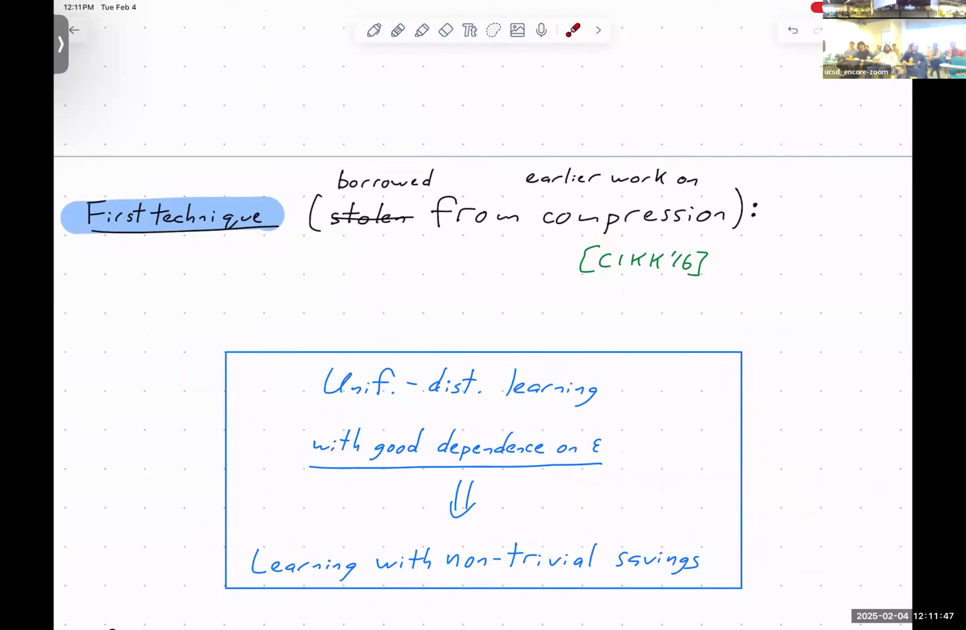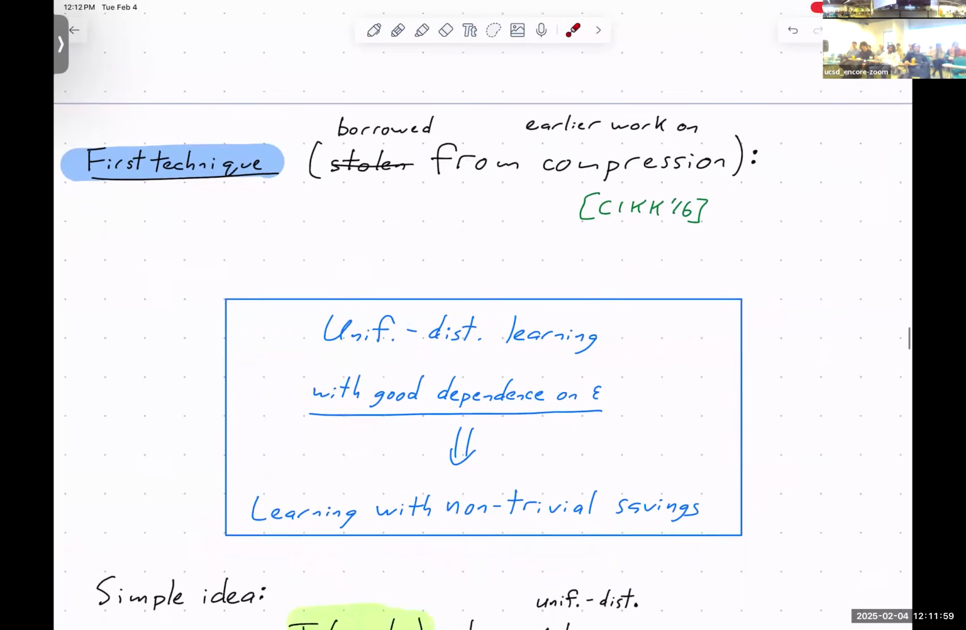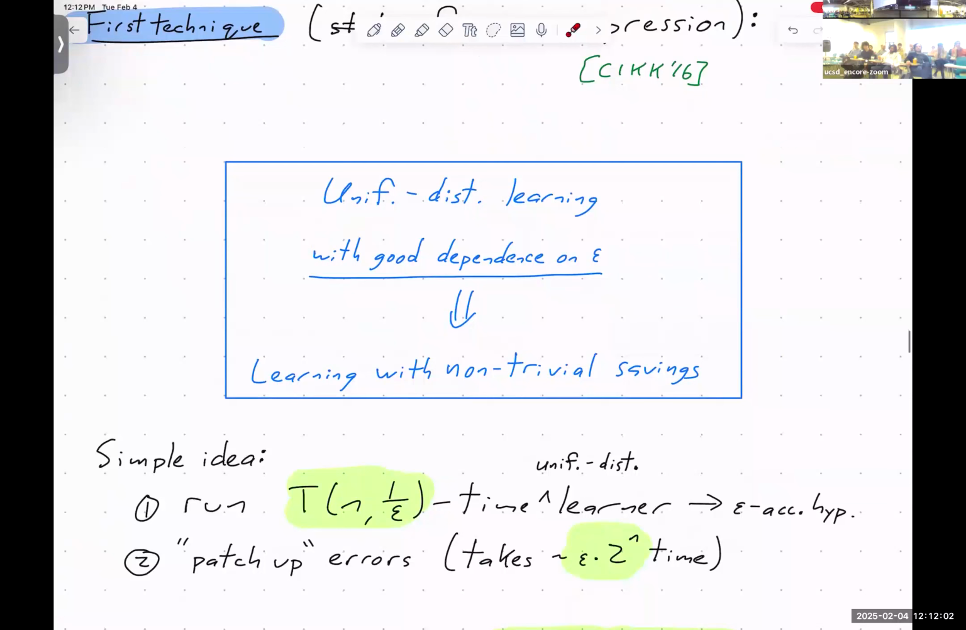It's that if you can do uniform distribution learning, although you need the dependence on epsilon to be good, and we'll see that quantitatively in a second, this gives you learning with non-trivial savings. And again, it's because we don't have a particularly high bar here. It's really an extremely simple idea. So you've got some learning algorithm. It runs in time t of n, 1 over epsilon. It's a uniform distribution learning algorithm. If you ran it for this much time, you would get an epsilon-accurate hypothesis out.